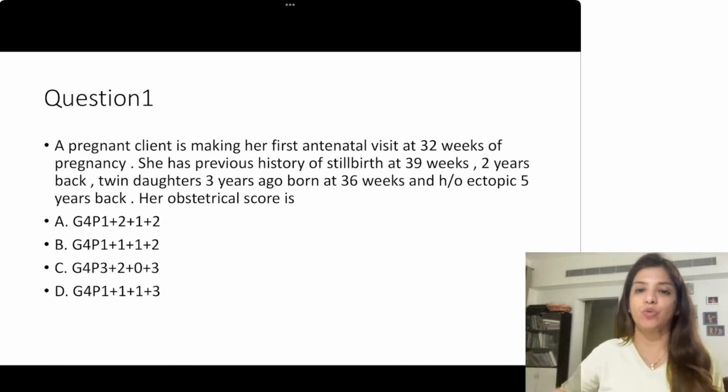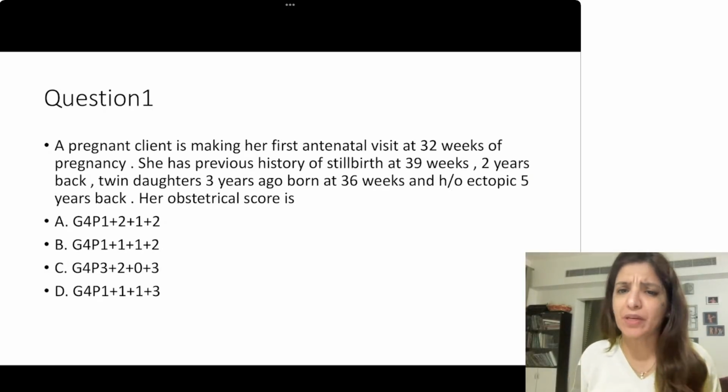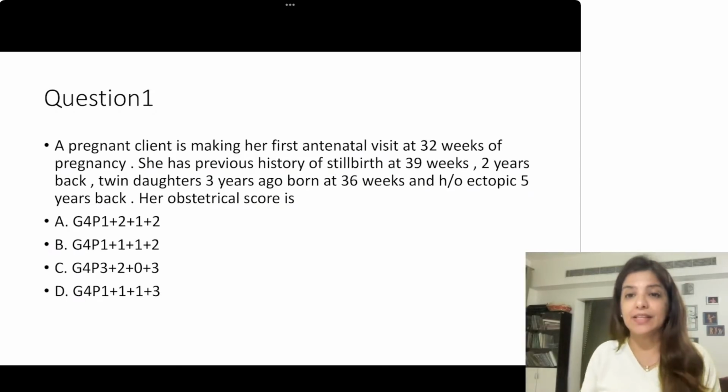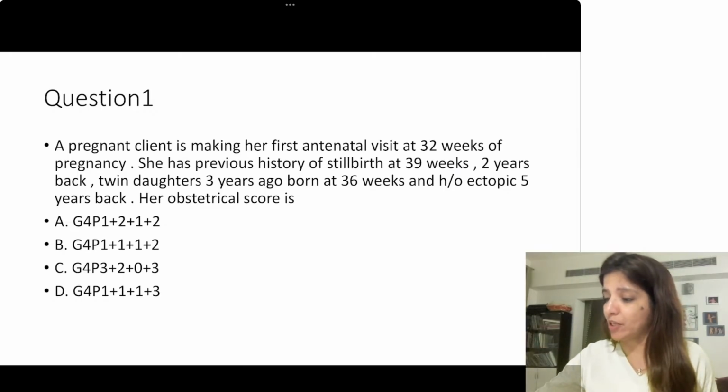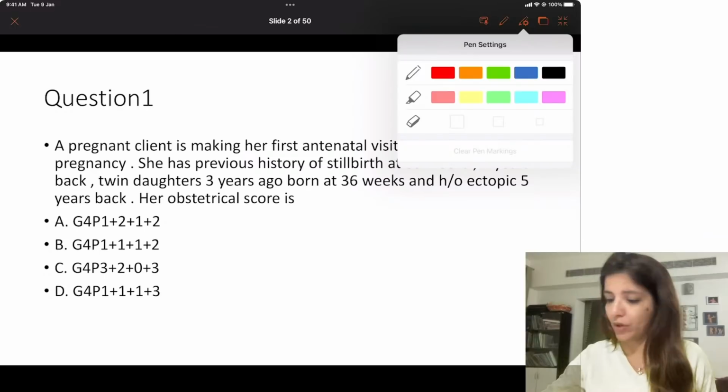So coming to the first question, and these are all very basic questions. You should know these questions for your upcoming NEET exam, for your INI-CET exam, or even if you are an FMG student. These are very basic questions. All of you should know these questions.